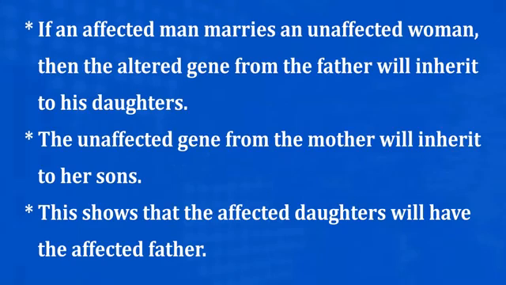If an affected man marries an unaffected woman, then the altered gene from the father will be inherited by his daughters. The unaffected gene from the mother will be inherited by her sons. This shows that affected daughters will have an affected father.